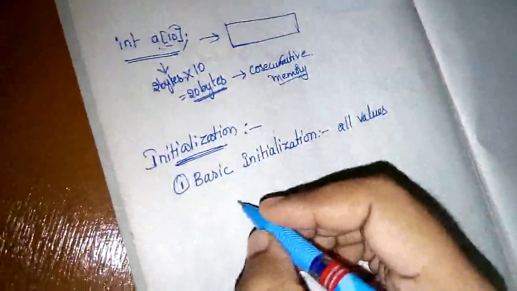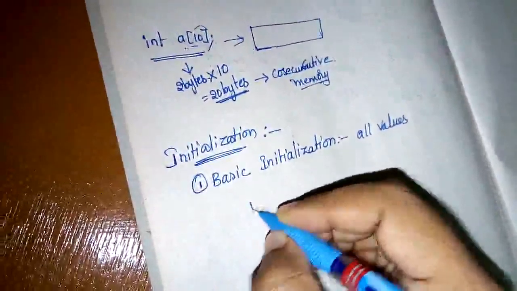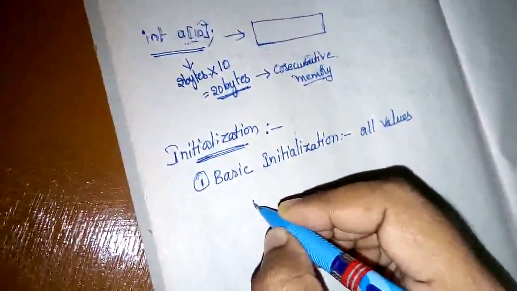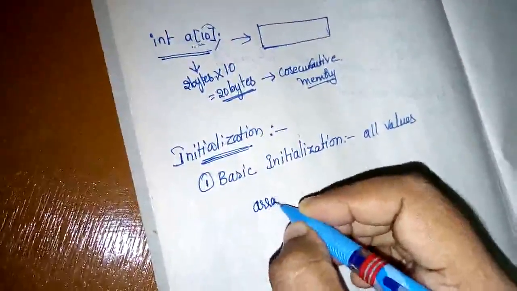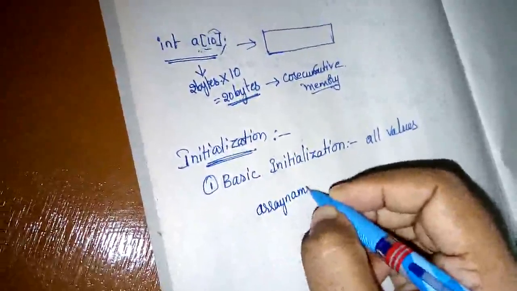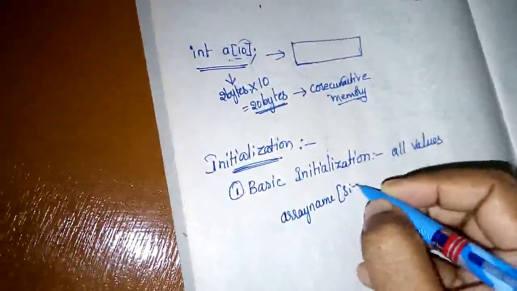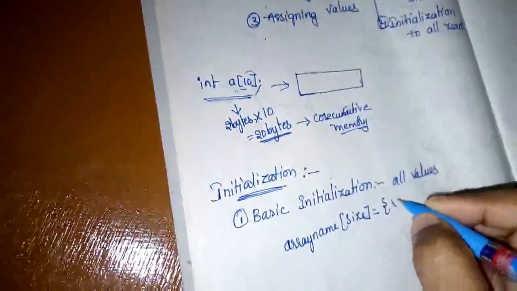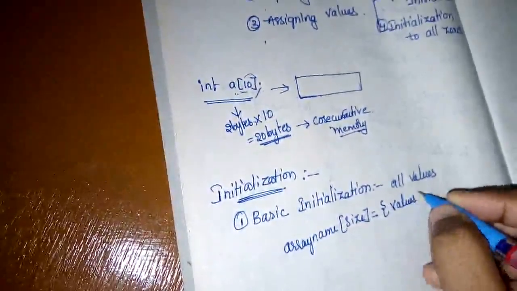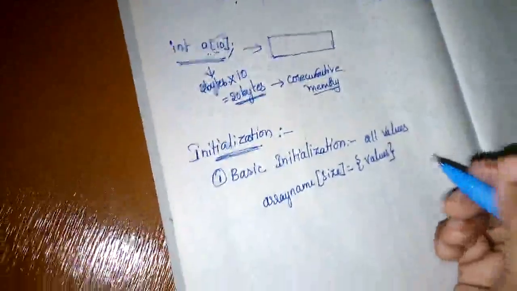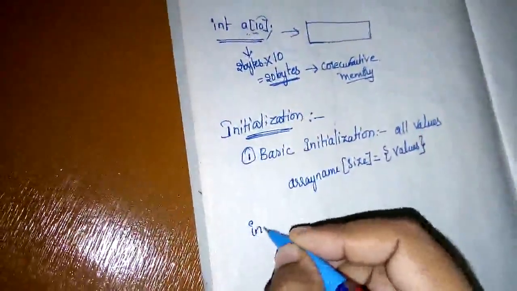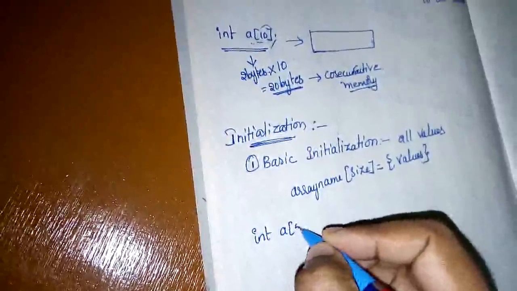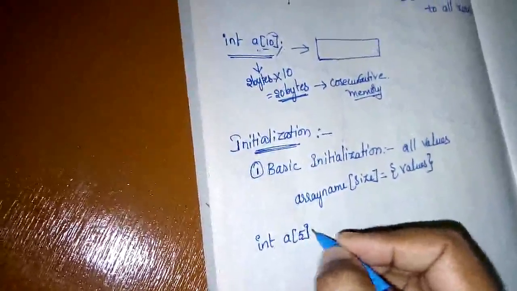How do we do that? The syntax would be array name followed by its size is equal to its values. For example, if you define an integer array of 5 elements, this array can be initialized at the time of declaration.